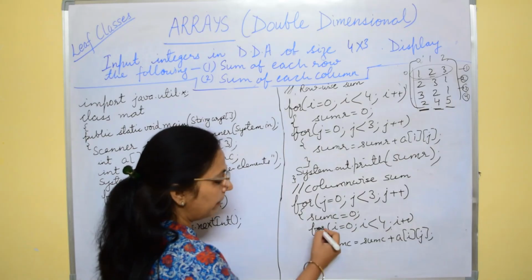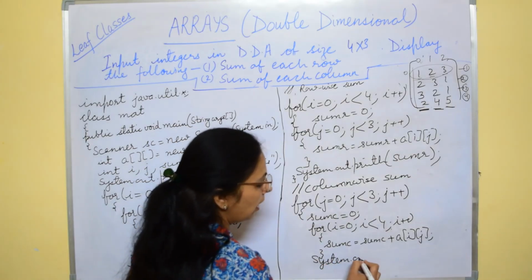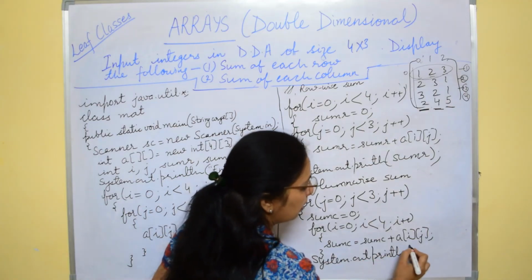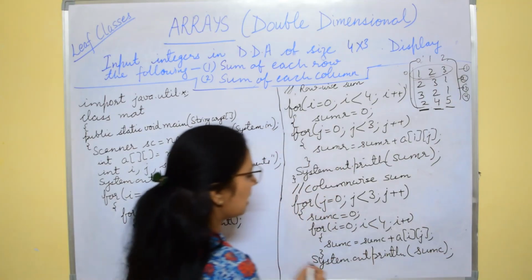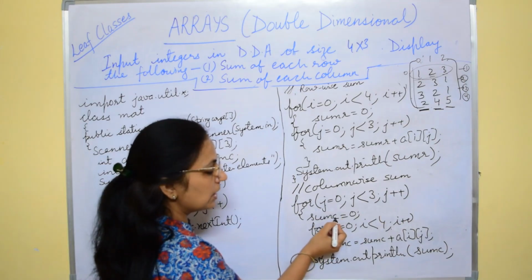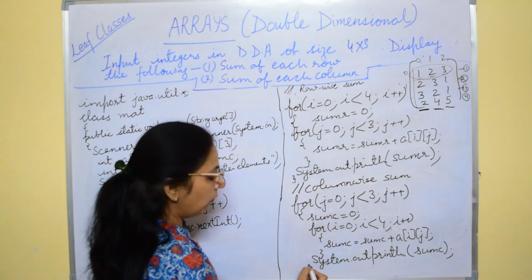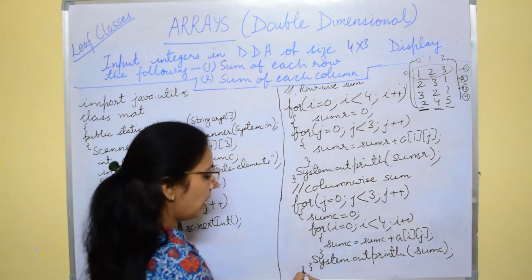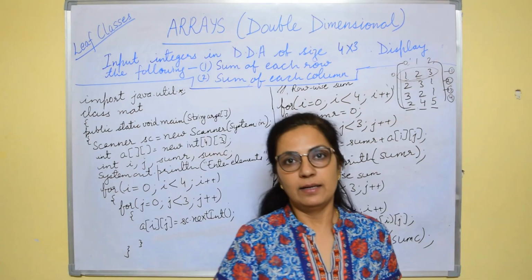So after completion of the inner loop you will print the value of the sum of each column, that is sum c, and next time when the column changes, again sum c will be initialized by 0. Like this it will display the sum of all the columns one by one. Then you will close the loop and the program will be done like this.